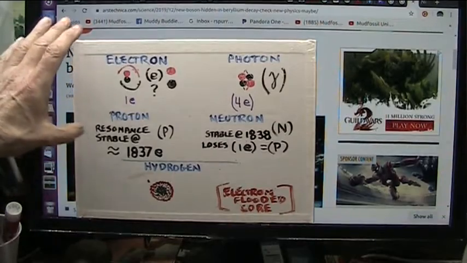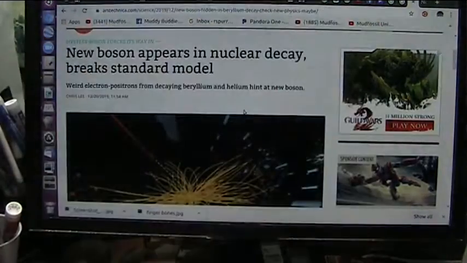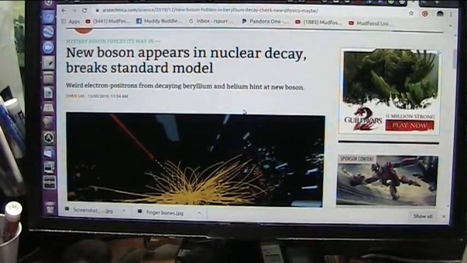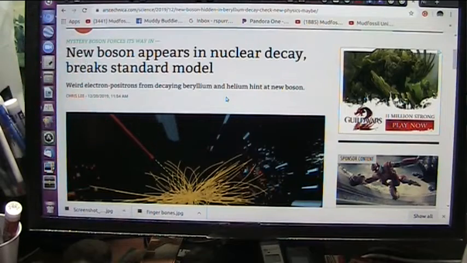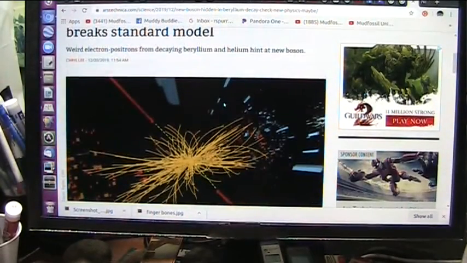Okay, don't forget electron flood theory. I think I showed you that. I did already, or I will soon. This is just recent, a couple of months ago: new boson appears in nuclear decay, and it breaks the standard model. It's been broken a long time. They finally just admitted it, and they also admitted it at the university.